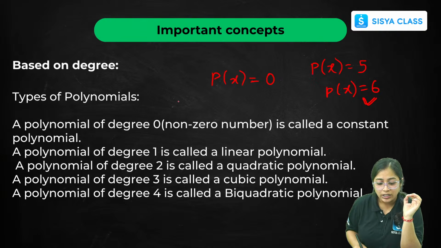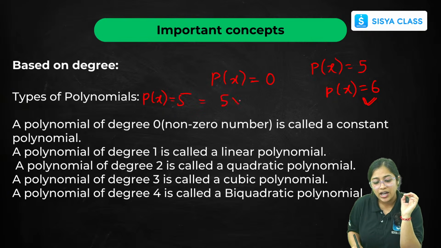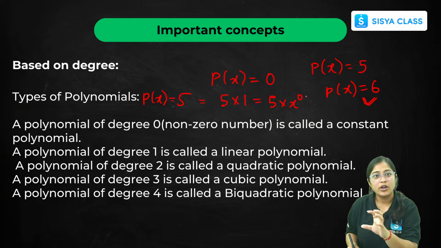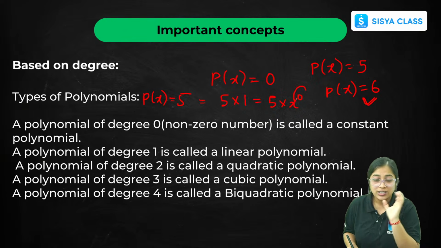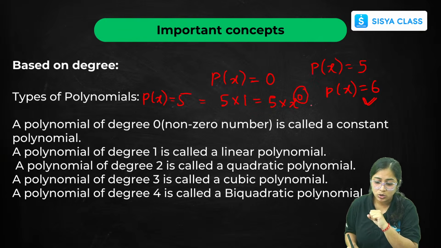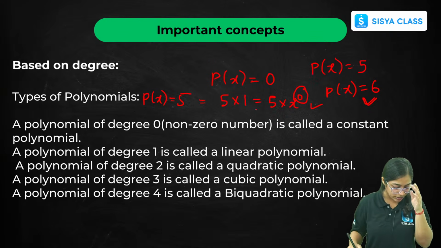Because for any non-zero constant polynomial, let's suppose I have this polynomial p(x) equal to 5, I can write this 5 as 5 into 1, that is 5 into x raised to power 0, right? Now here, what is the power of variable x? It is 0, so its degree is also 0, okay?